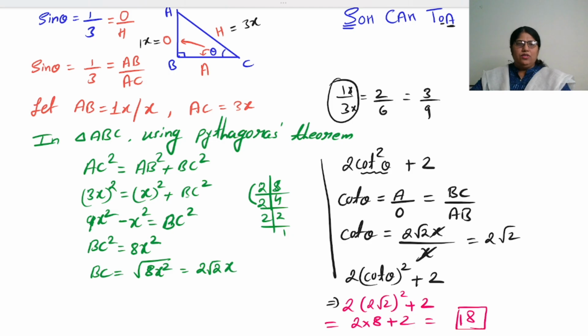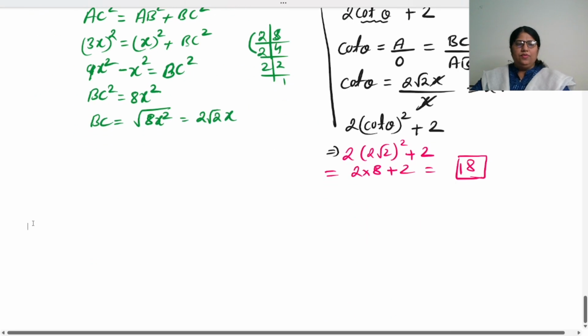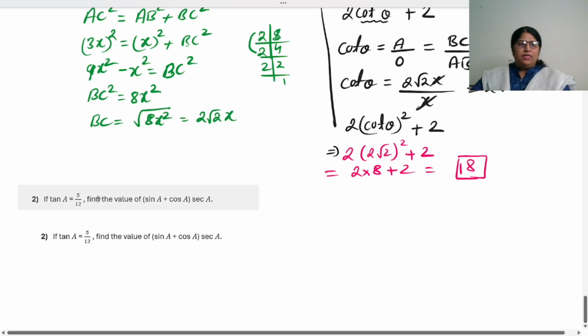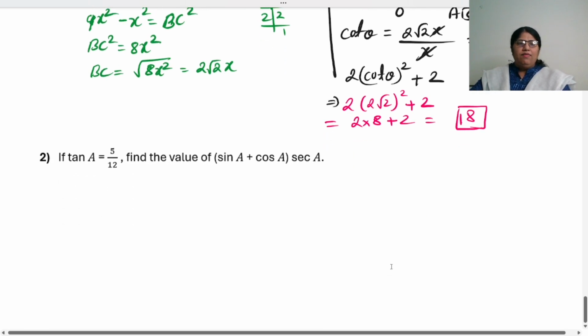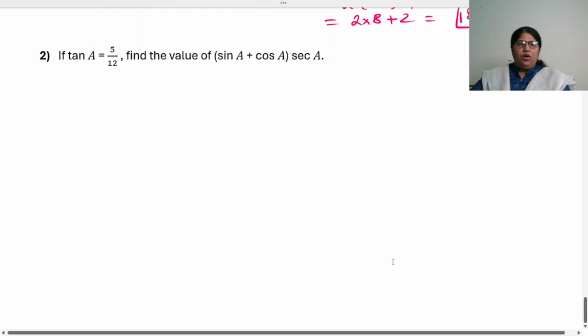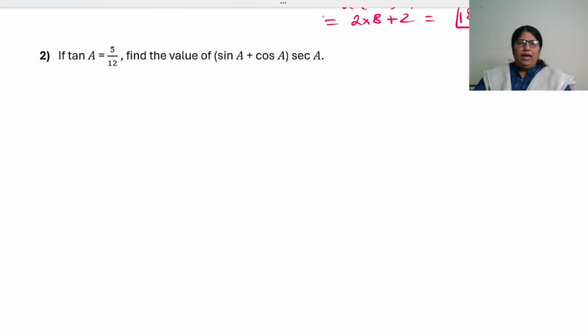So this is your first question. Let us see here. Second question, which is tan theta, which is 5 by 12. Find sine A plus cos A times sec A.